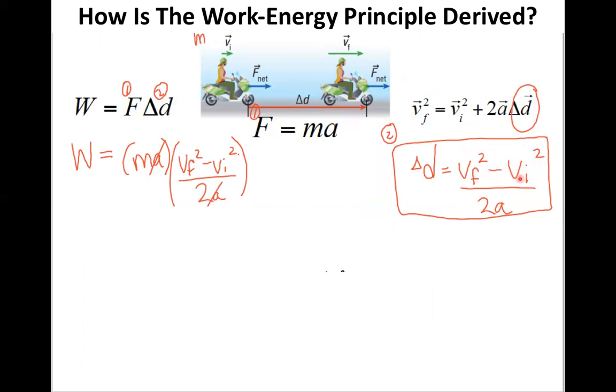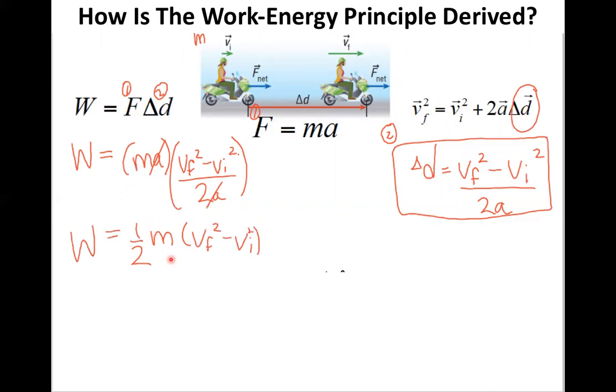If we're just moving to the right and we're just looking at speeding up or slowing down, so not changing direction in one dimension, we can just think of them as speeds. The speeds are just the magnitudes of the velocities. So we substitute in equation 2 isolated for delta D and Newton's second law into this.